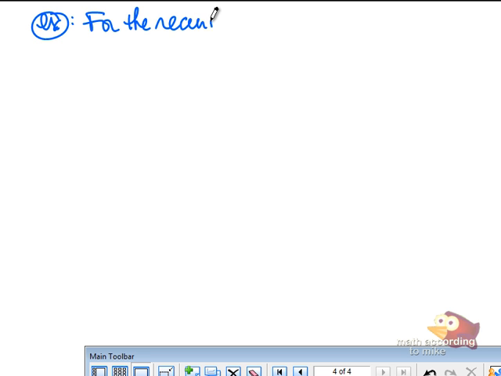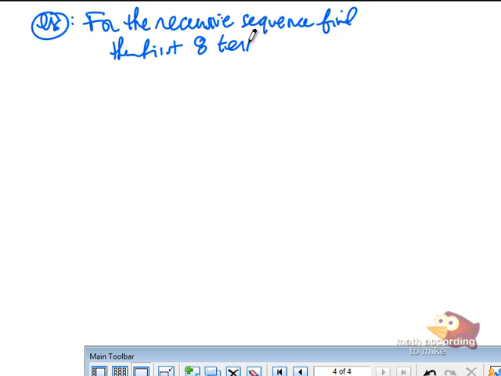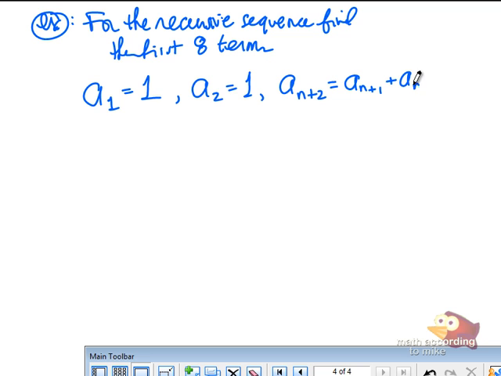For the same directions, for the recursive sequence, find the first, we're going to go nuts, 8 terms. Because after a while, we're going to see the pattern. I promise. Have I ever lied? A sub 1 is 1. A sub 2 is 1. A sub n plus 2 is equal to A sub n plus 1 plus A sub n, where n is greater than or equal to 1.